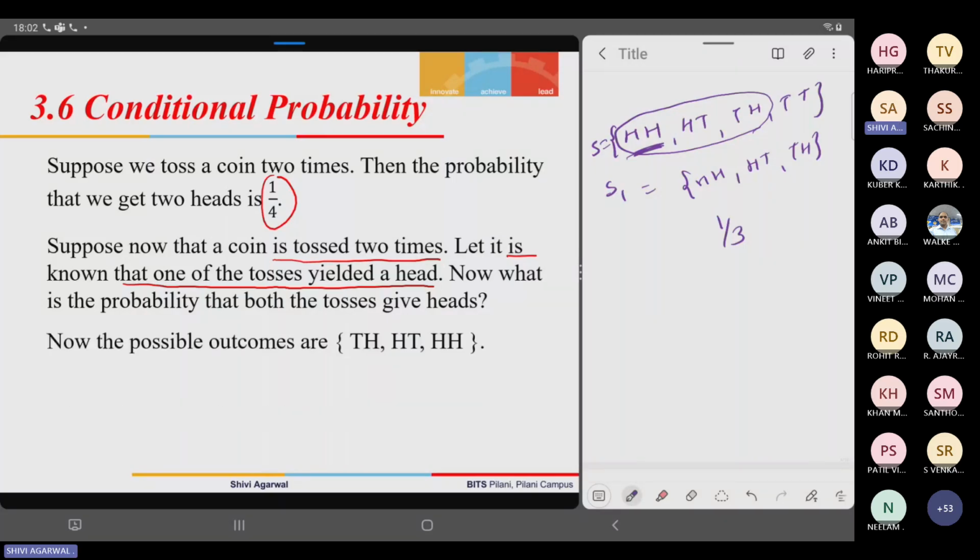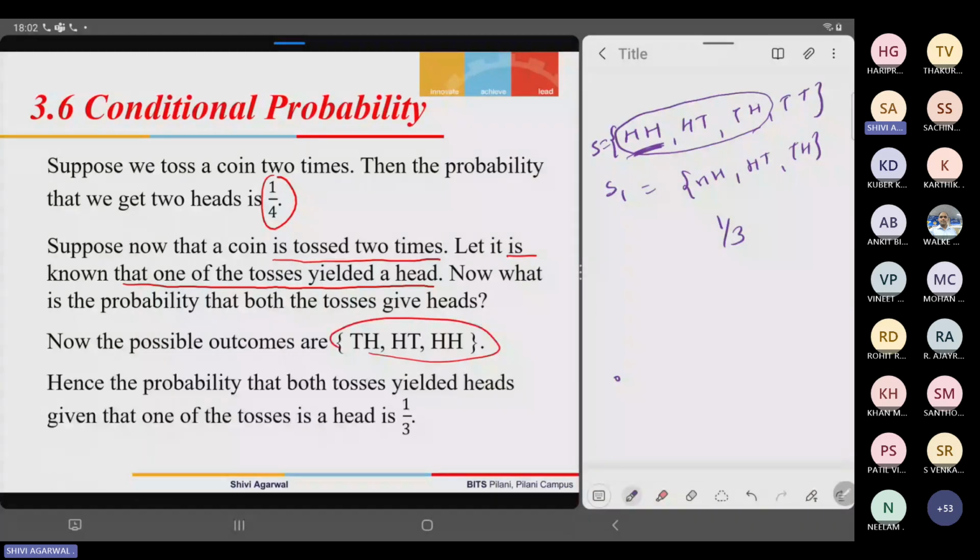Okay, so now the possible outcomes are these, and then we can say that the probability of the second head coming is 1/3.